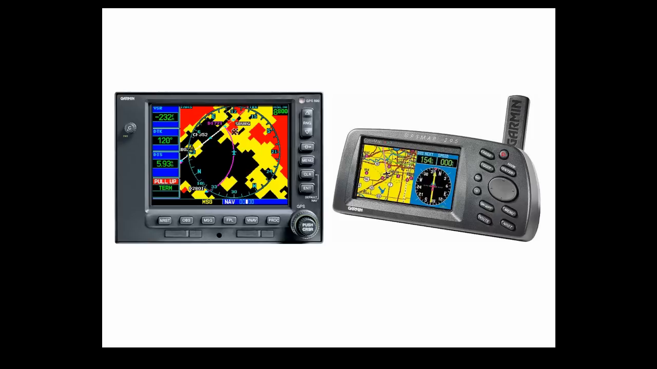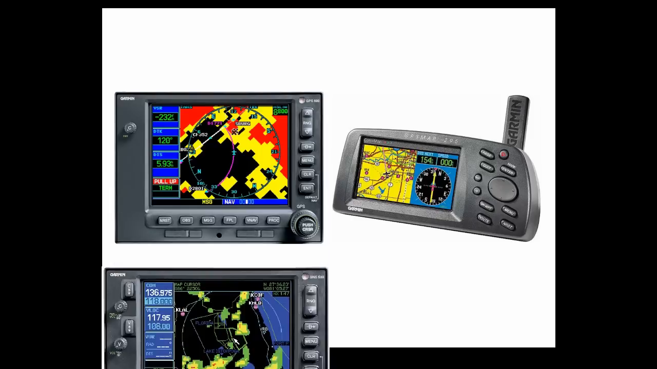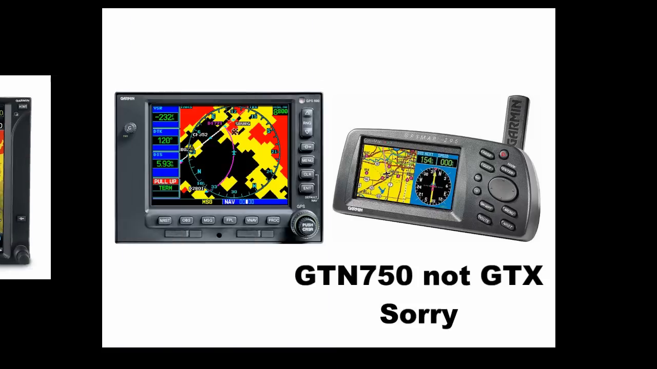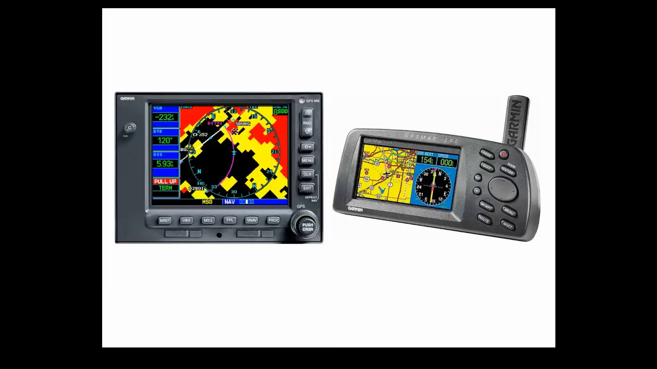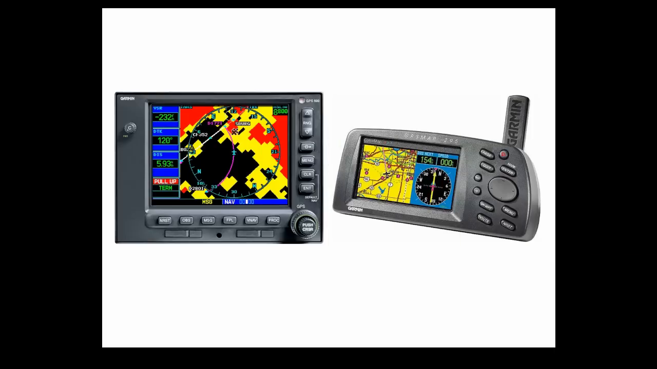Also, one other thing. These GPS units have currently been discontinued by Garmin. The GPS 500 has since been replaced by the GNS 530, which is in the process of being replaced by the GTN 750. And the same with the GPS 295. It was replaced by the GPS 296. So, yep, they're a bit out of date.